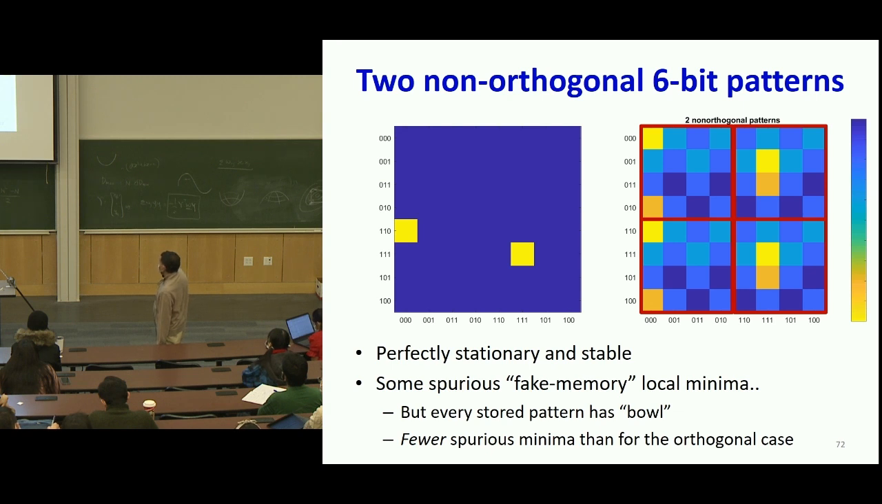Or if I have two non-orthogonal 6-bit patterns, now here's something interesting. When I try to store two non-orthogonal patterns, you have those patterns I'm trying to store and their mirror images. But there are other local minima, what we will call parasitic memories. And if you start off the network close to these local minima, it's going to evolve into those local minima, right?